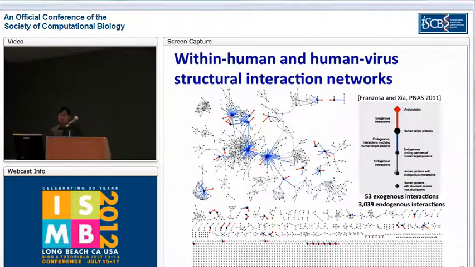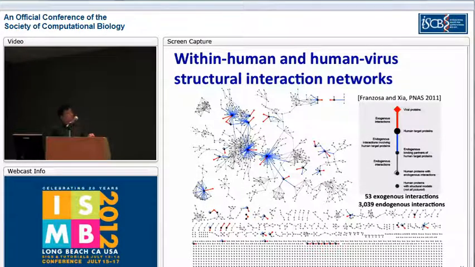So we are able to do this. Here's the structural interaction network that we're able to construct. Each red node here is a virus protein. Each red edge is an exogenous interaction between a virus protein and its human target protein. The blue edges are the other endogenous interactions between the human proteins involving a virus target protein, and the gray are all the other endogenous human protein-protein interactions.